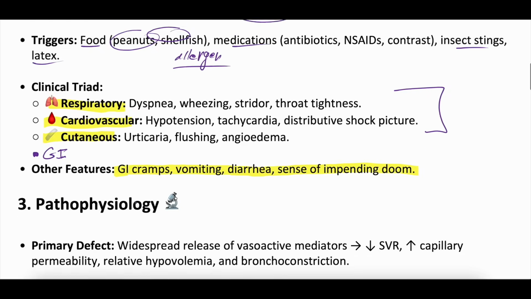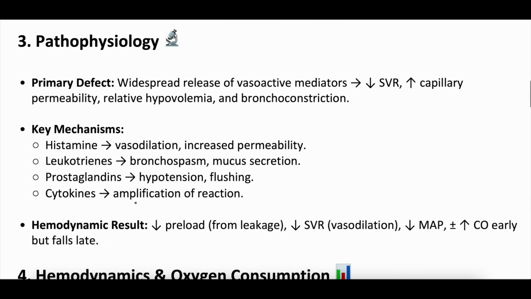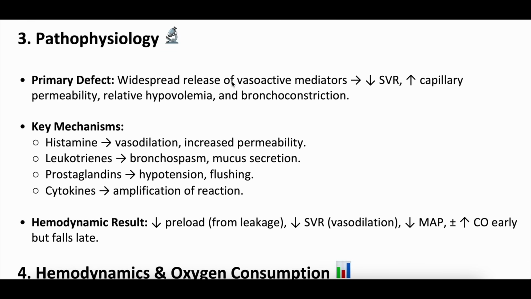Okay, pathophysiology here to dive into it a little deeper. The primary defect is the widespread release of all these vasoactive mediators. Remember, those are all those mast cell and basophil granules that can get released into the systemic circulation. Those prostaglandins and histamines and leukotrienes and cytokines. So those get released into the systemic circulation, and they lead to profound vasodilation or a low systemic vascular resistance, low SVR state. Right? These are all synonyms: vasodilation, low SVR.